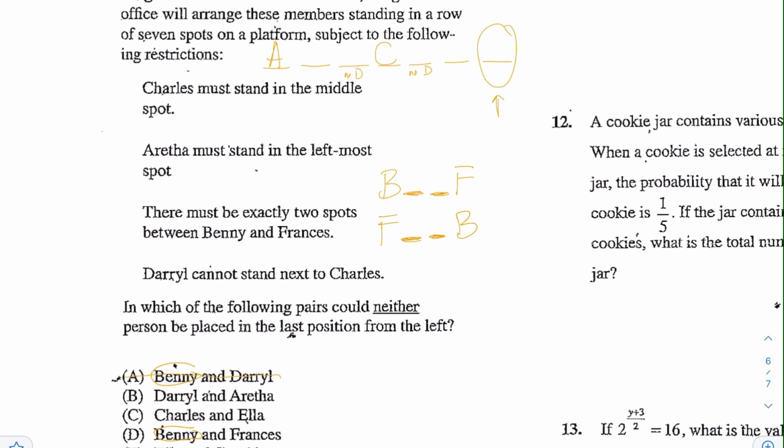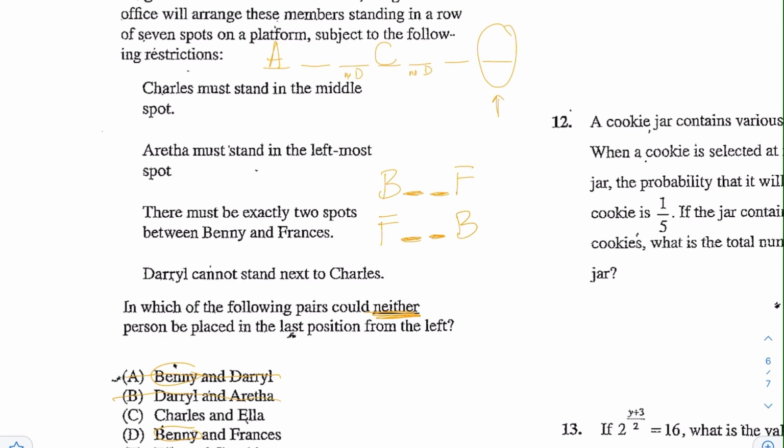So we have to eliminate choice A, because we want to know which one cannot be last. Could neither of them be in the last position means they cannot be in the last spot. D could be in the last spot, so we have to eliminate choice A, and also choice B, because they both have D in it.